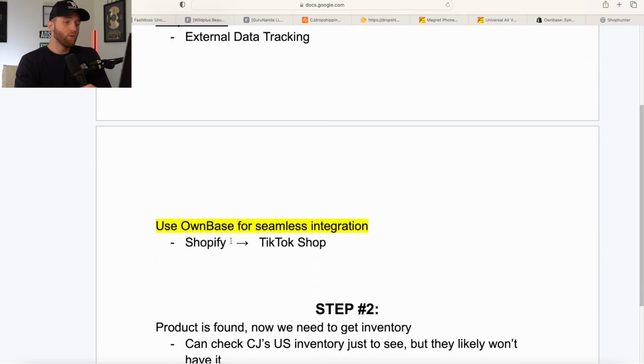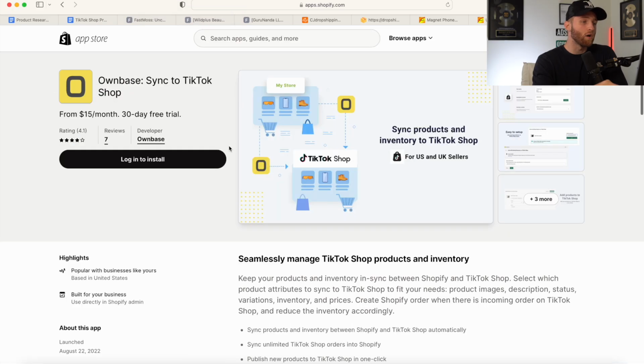Okay. Now, I want to mention this, if you already have a brand, you already have a product set up, maybe a Shopify store, you can use Ownbase to transfer all that over. This is a Shopify app that allows you to integrate seamlessly from Shopify into TikTok.